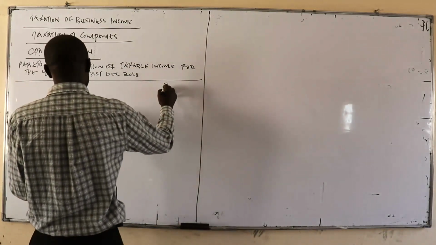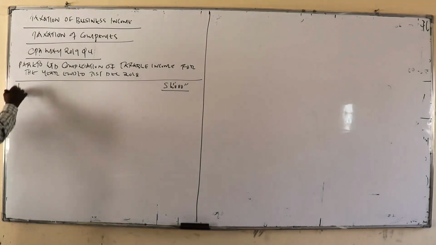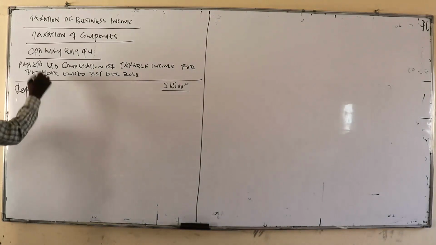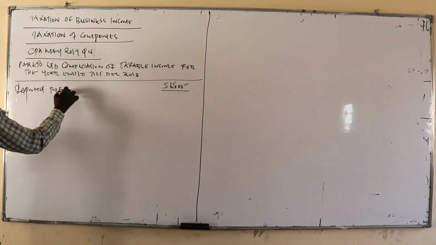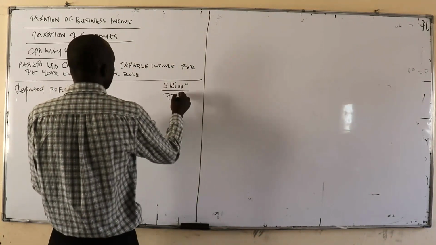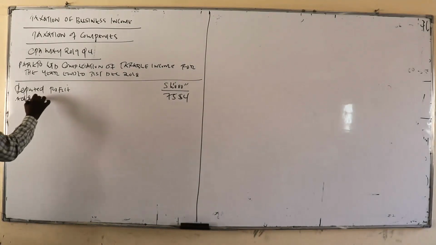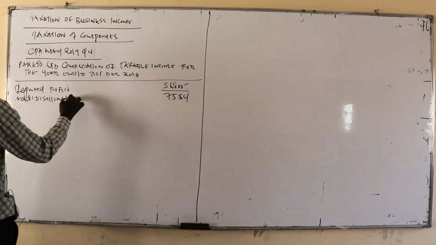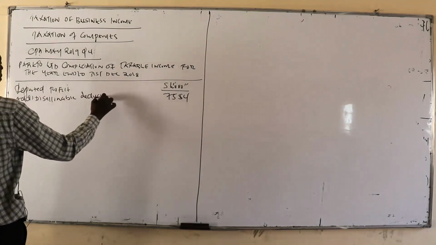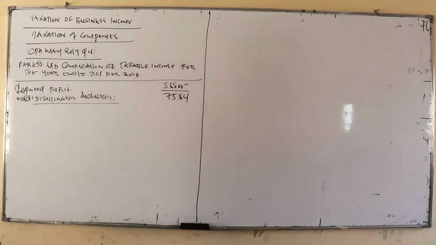So you write here shillings in thousands if you're doing it in thousands. You start with the reported profit or loss. If it's a loss, you put it in brackets. It is 7584, so you write there 7584. Then you add back disallowable expenses, disallowable deductions. You go and pick an expenditure and check alongside the additional notes.